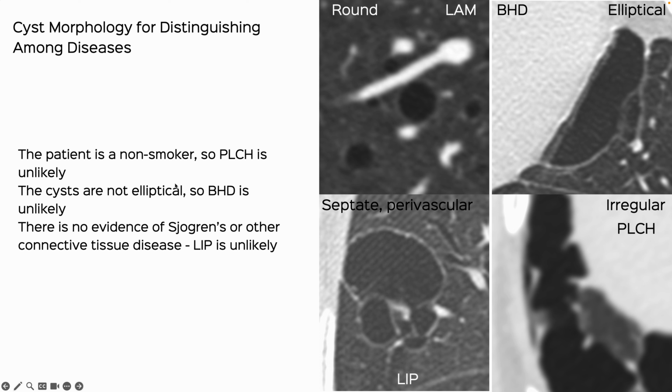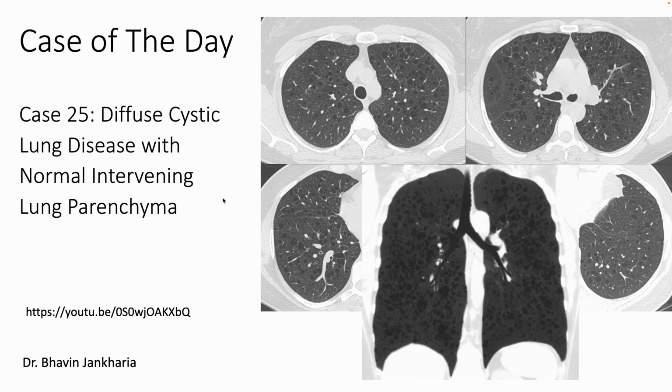So our patient is not a smoker, so PLCH is unlikely. The morphology rules out BHD. The patient doesn't have Sjogren's or any other connective tissue disease, so LIP is unlikely. So the most likely diagnosis is lymphangioleiomyomatosis, and I had done this 25th case where that was how the diagnosis was made.